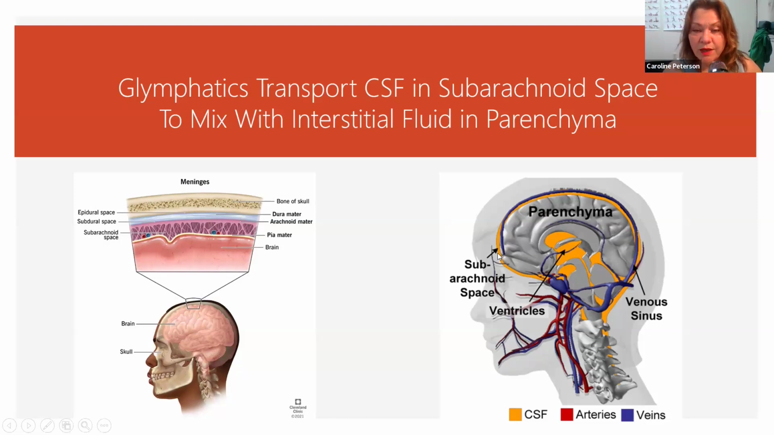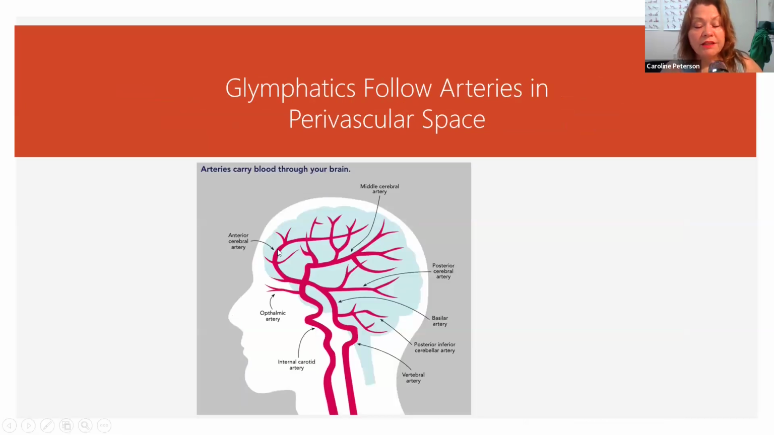So here on the right, we have the yellow, the subarachnoid space, the ventricles. So these are the places that the glymphatic fluid is moving, the cerebrospinal fluid is moving. So the cerebrospinal fluid follows the arteries into the brain. So here's the arteries. Cerebrospinal fluid follows the arteries into the brain so it can mix with the interstitial fluid in the brain, washing the brain.